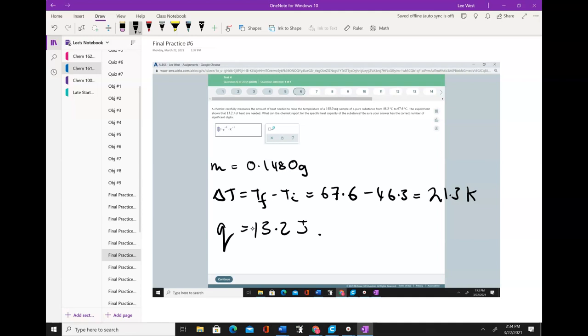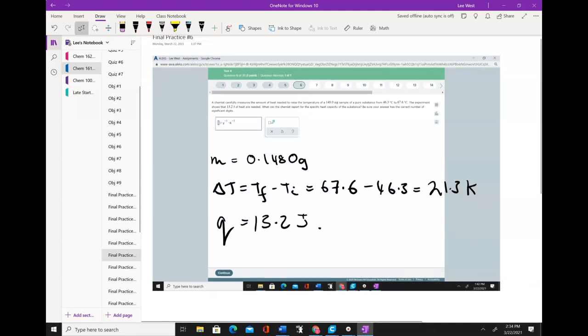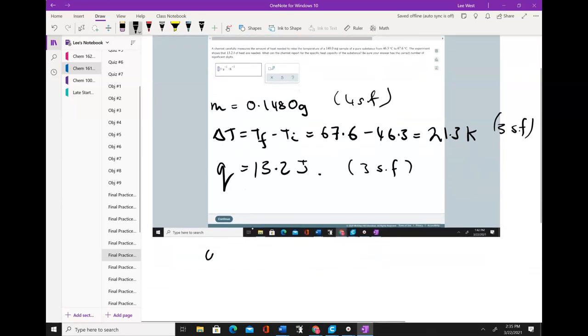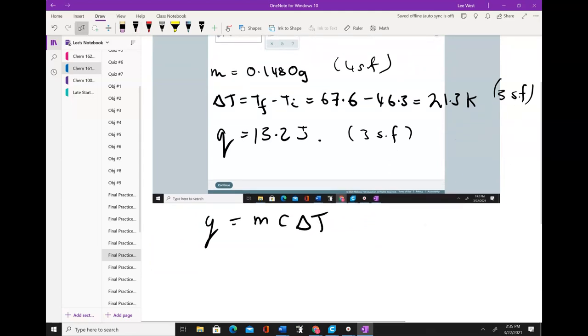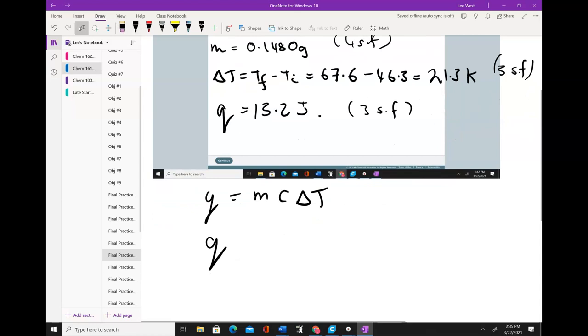What can the chemist report for the specific heat capacity? Be sure your answer has the correct number of significant figures. So 4 sig figs for that guy, 3 sig figs for that guy, 3 sig figs for that one. So we're going to be 3 sig figs. So our little formula is Q equals MC delta T. We're solving for specific heat, so it's going to be Q on M delta T equals C. And now we're good to go.